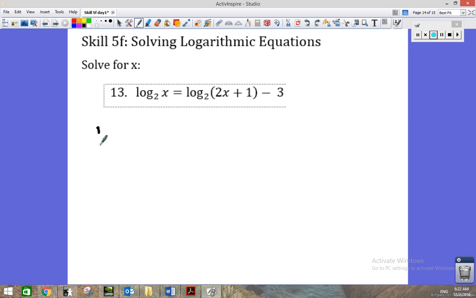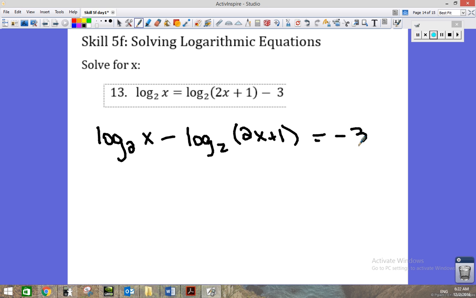So I have the log base 2 of x minus log base 2 of 2x plus 1, and that's equal to negative 3. Now I'm not worried about the answer being negative 3. I just can't take the log of a negative value.